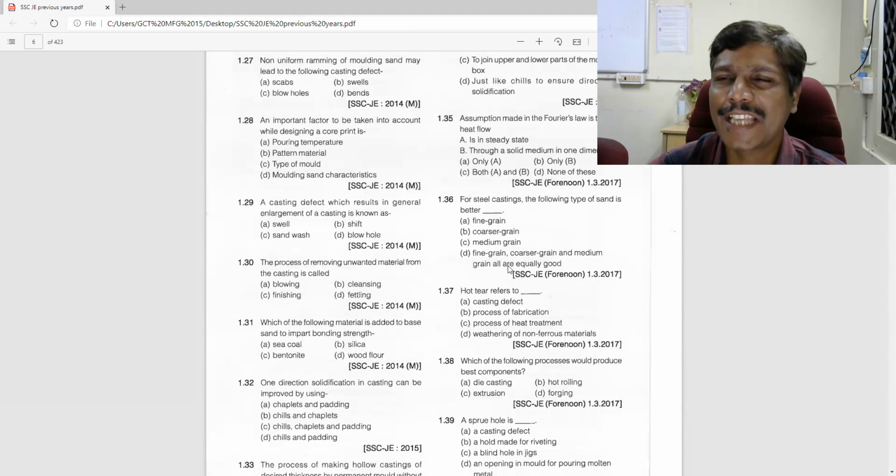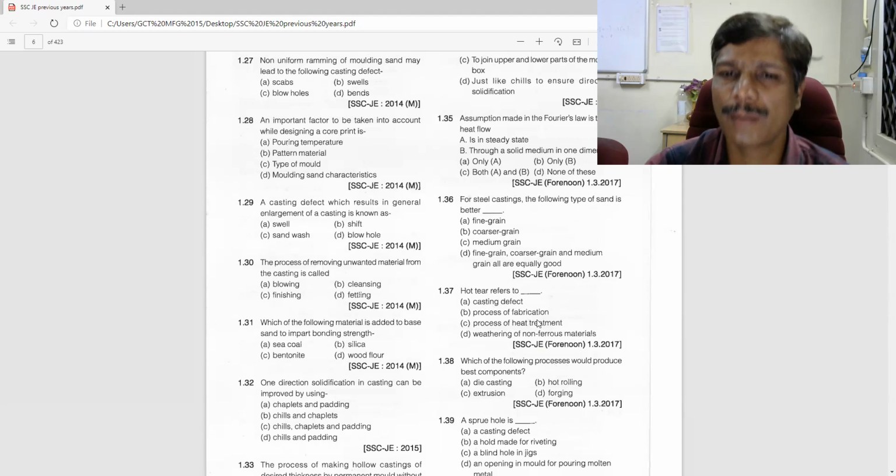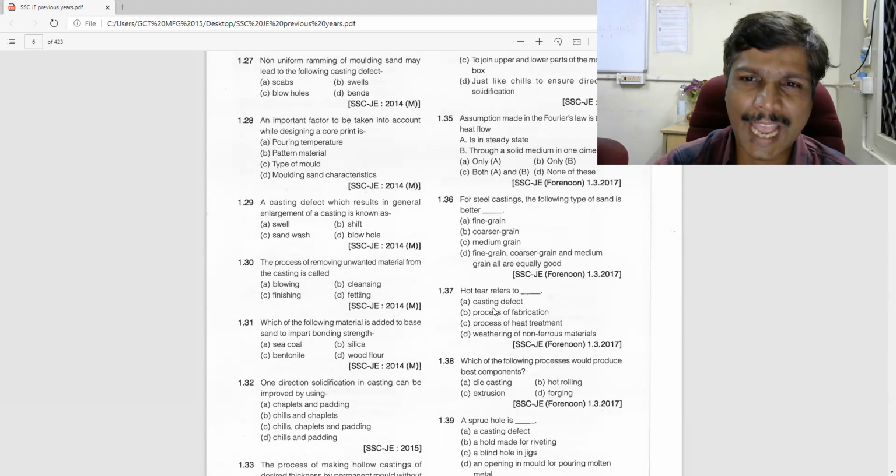Next, hot tear. Hot tear is the casting defect due to hindered contraction. It is not a process of fabrication, not a process of heat treatment, and not welding of non-ferrous material. So these are all wrong statements. It is a casting defect.